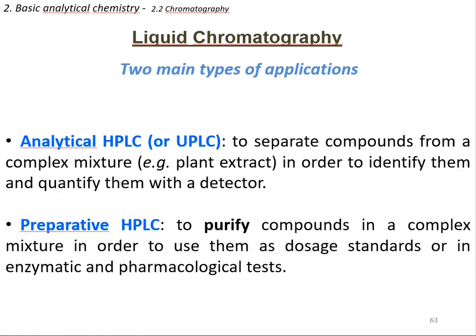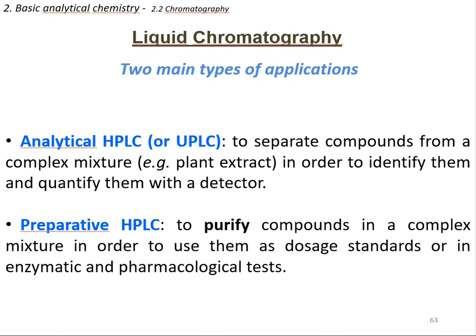I've been talking about analytical liquid chromatography, so we call them analytical HPLC or UPLC. UPLC is just a modern version of HPLC. It is much more efficient for separation. The idea is to separate compounds from a complex mixture, like in a plant extract, in order to identify them and quantify them with the detector.